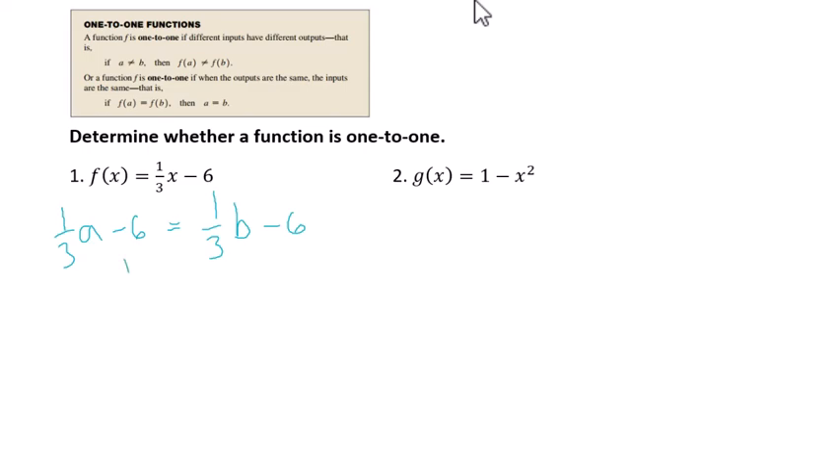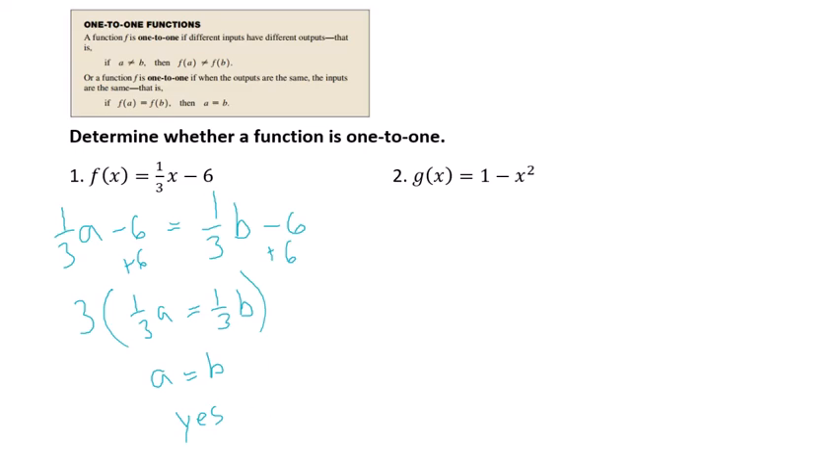I'm going to add 6 to both sides. 1/3 a equals 1/3 b. Multiply everything by 3, and you get a equals b. So the answer to this question is yes. 1/3 x minus 6 is a function that is one-to-one.